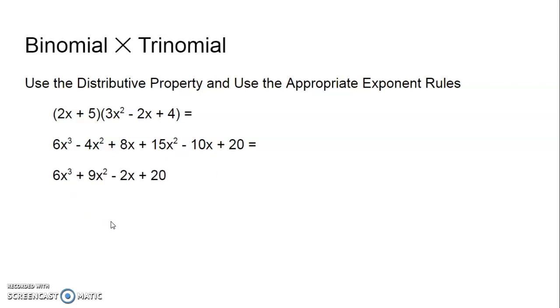And then in terms of combining like terms, we combined the negative 4x squared and the positive 15x squared. That gave us positive 11x squared. And then the 8x and the negative 10x gave us negative 2x. All right, so this is your final answer right here.